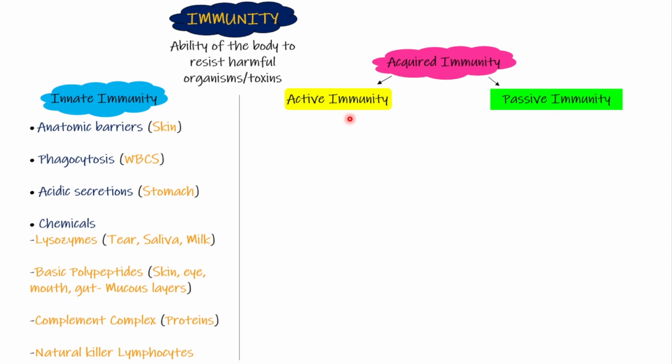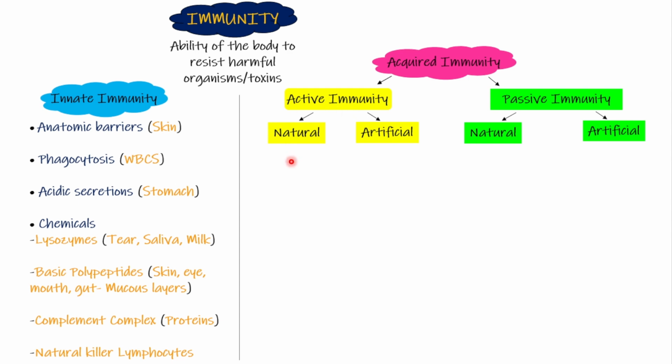So in active immunity, the body is actively producing antibodies, whereas in passive immunity, the body is getting antibodies from some external source, getting preformed antibodies from some external source. So active immunity and passive immunity both are further divided into natural and artificial types.